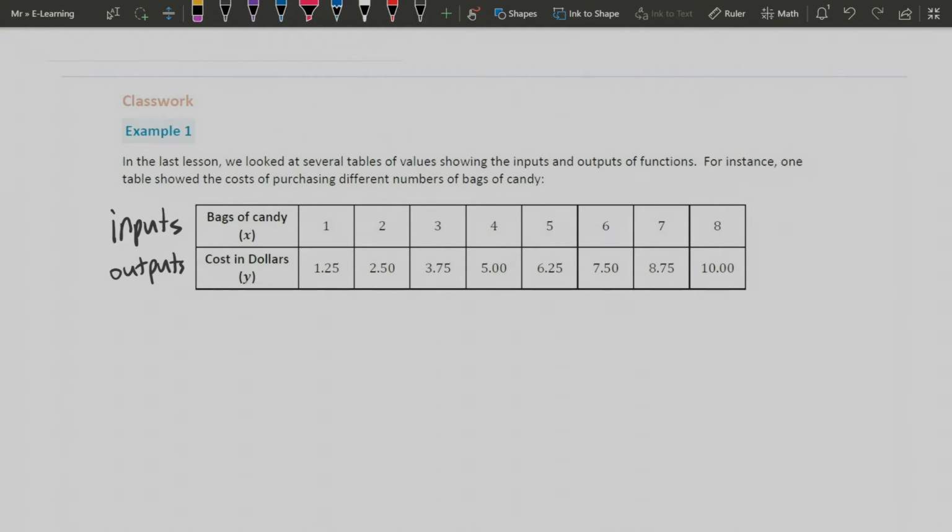But we don't have that, so we are good to go. So we do, this is a function. This data set does give us a function, and now we just have to figure out if that function is described by a linear equation.